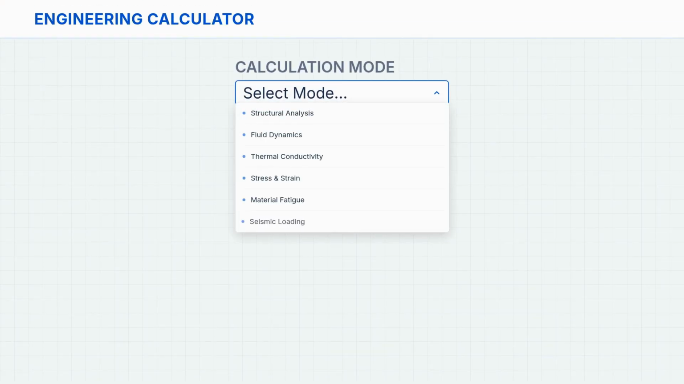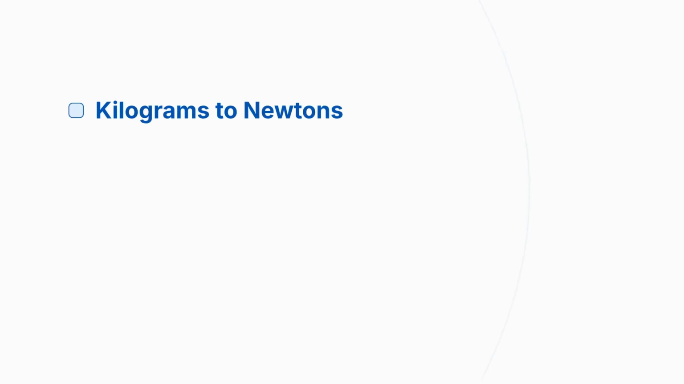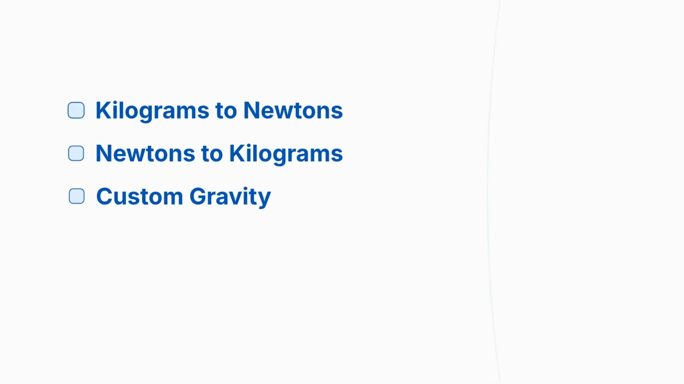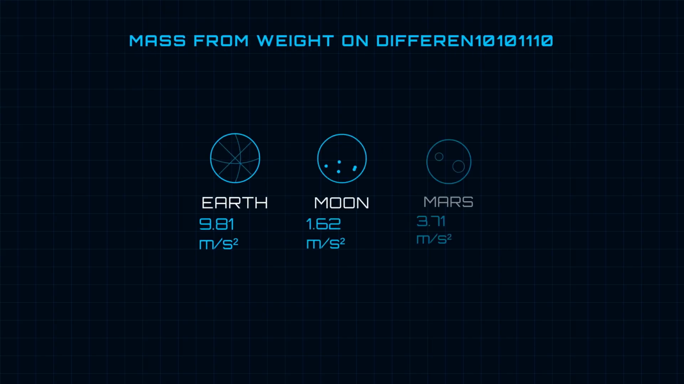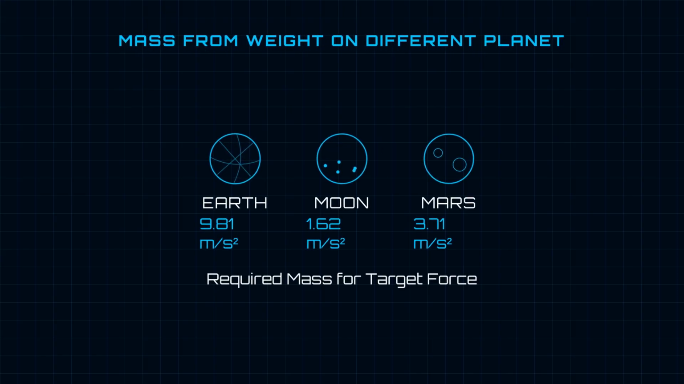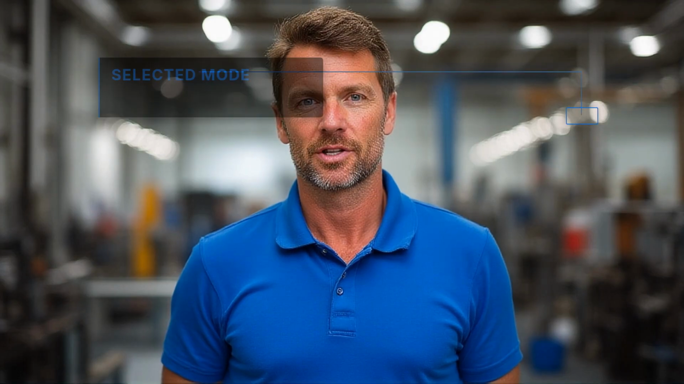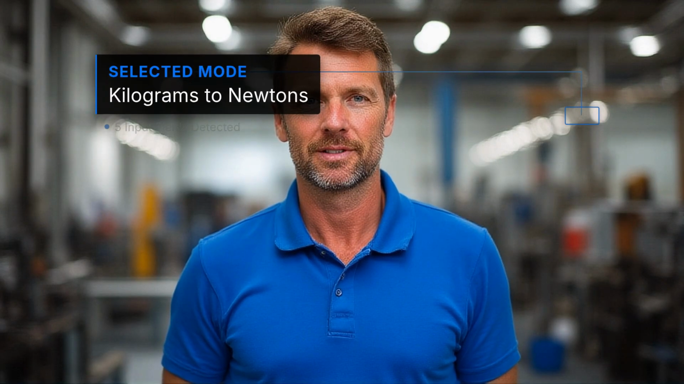First is the calculation mode drop-down menu, which offers 6 options: kilograms to newtons, newtons to kilograms, custom gravity, force difference between locations, mass from weight on different planet, and required mass for target force. For this demonstration, I'm using kilograms to newtons.